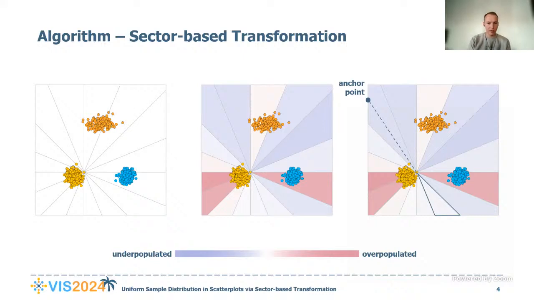We find the anchor point by computing the intersection of the sector's angle bisector and the domain boundary. Our deformation is then just a linear combination of all anchor points, weighted by the difference between the expected and the actual density inside the corresponding sector. So in the end, we get one deformation vector for each sample in our scatter plot.